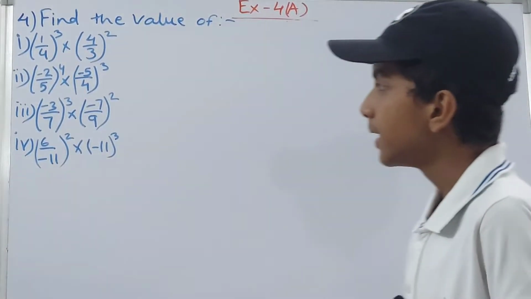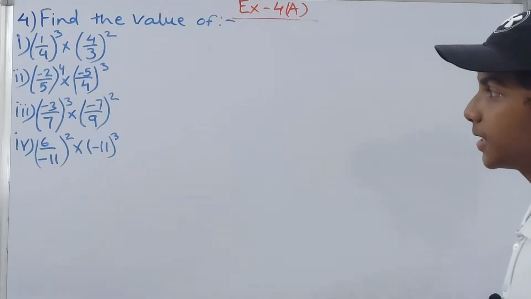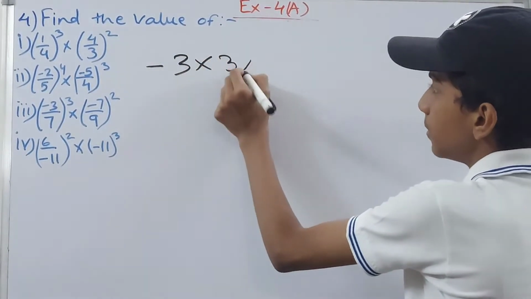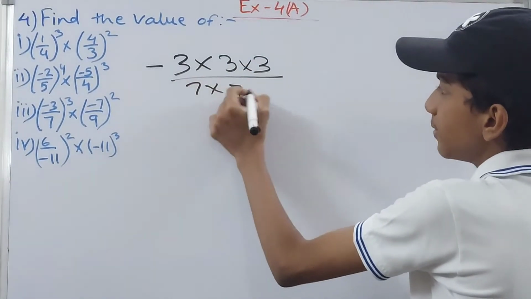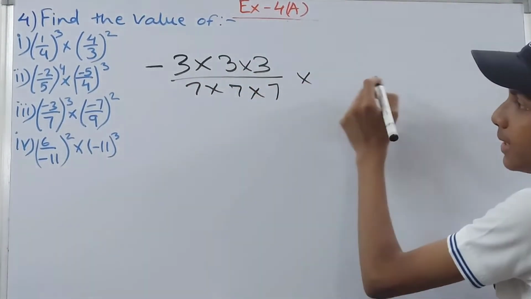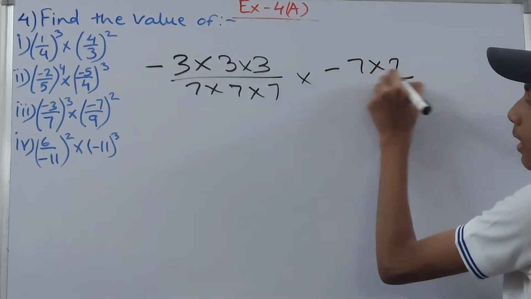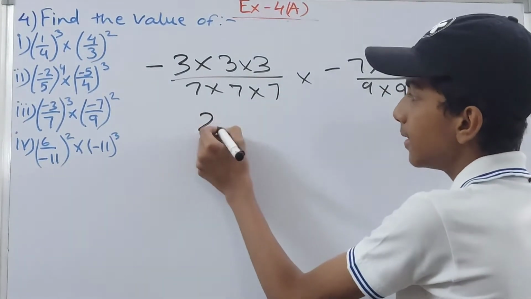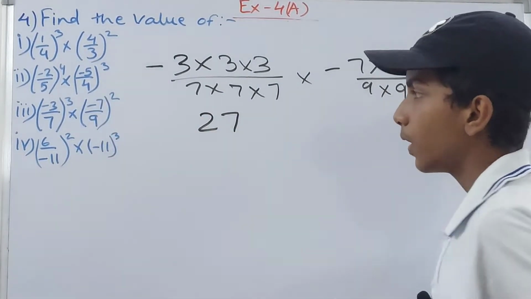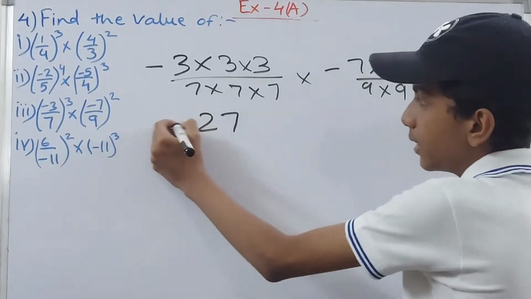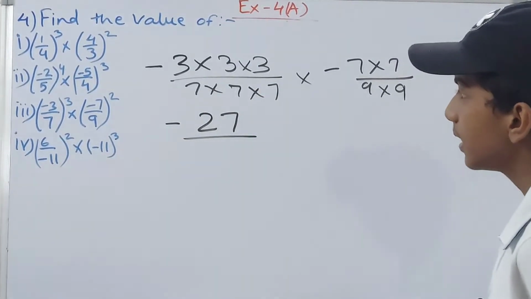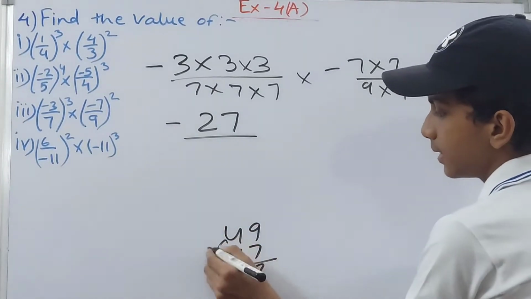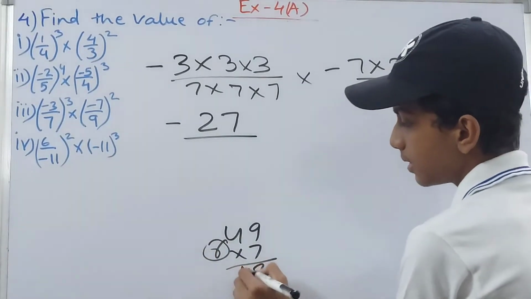Then the next one is (minus 3 upon 7)^3 into (minus 7 upon 9)^2. So expand this: minus 3 into 3 into 3 upon 7 into 7 into 7, into minus 7 into 7 upon 9 into 9. So minus 3 into 3 into 3 will be 27, and since our exponent is odd, we will put a minus sign here as well, upon 7 into 7 is 49, and 49 into 7 is 343.